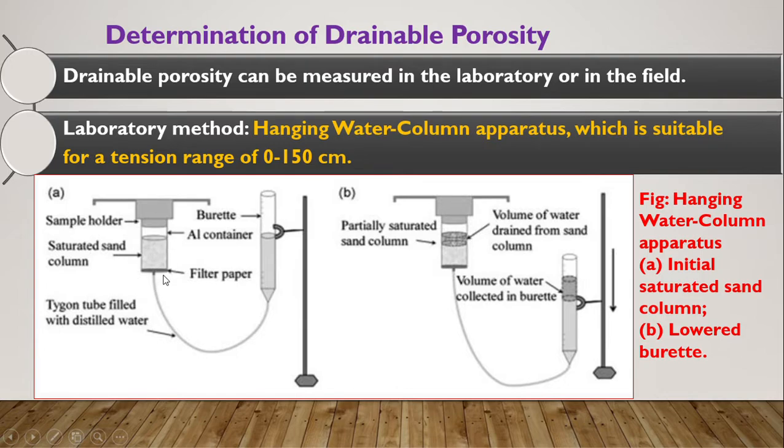Here we can see there is a container. In that aluminum container there is a saturated sand column. It is hanged from a wall, and this saturated sand column is connected with a tube, and finally it is connected to a burette containing distilled water. So this is the apparatus which is used to find the drainable porosity in laboratory conditions.